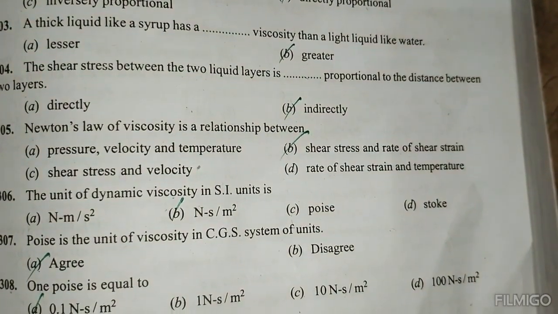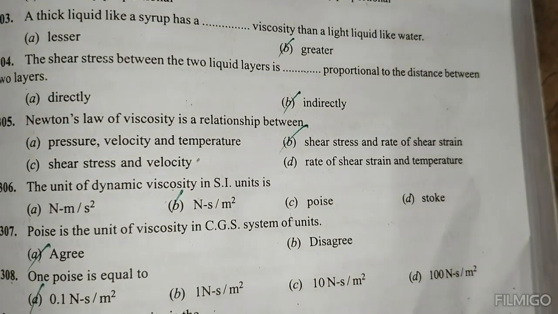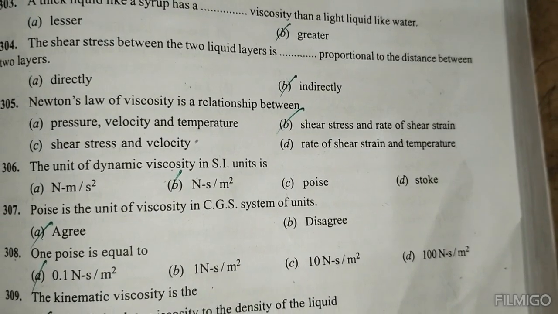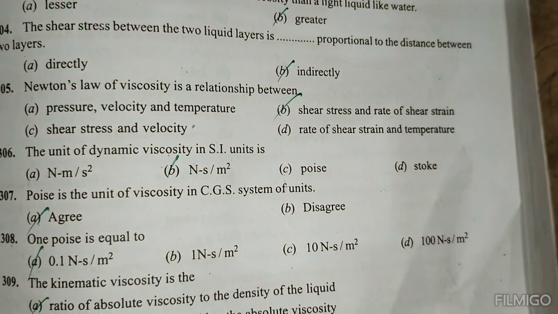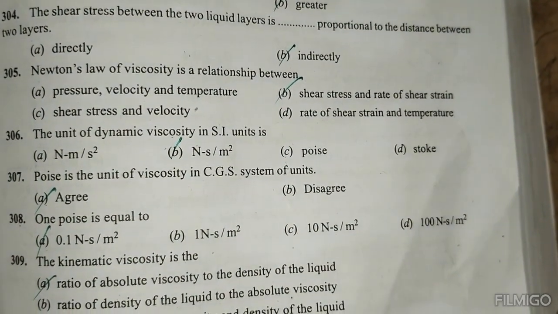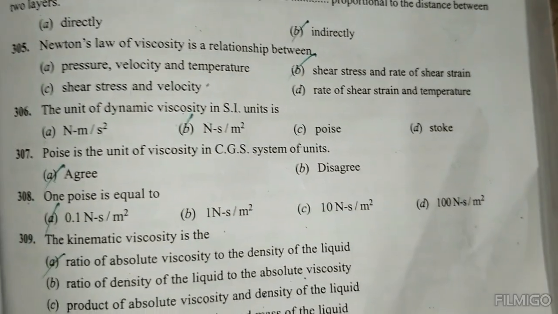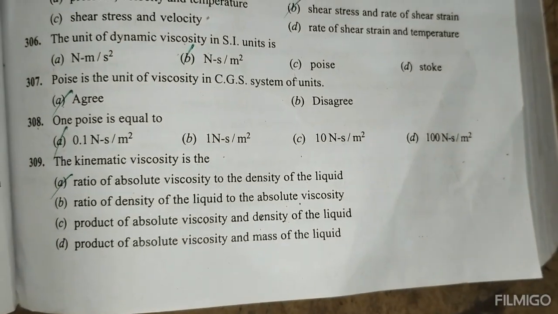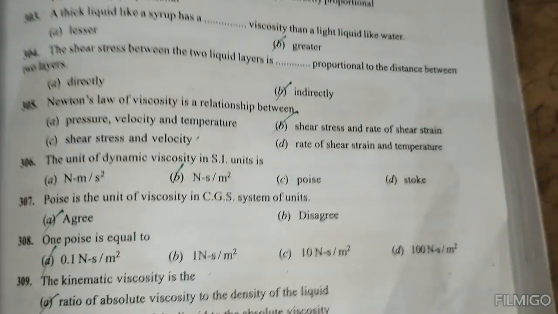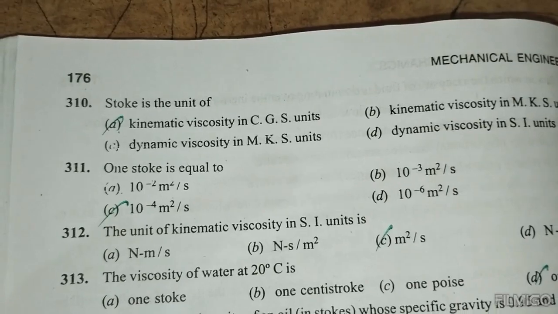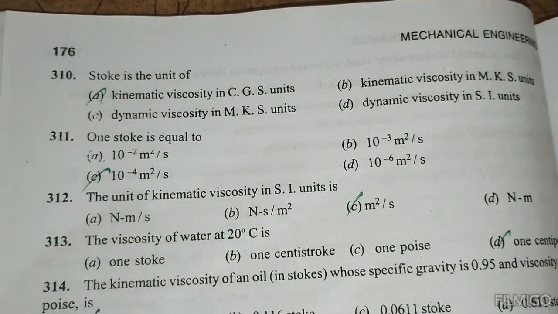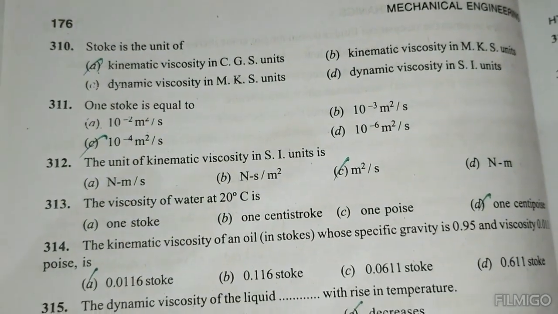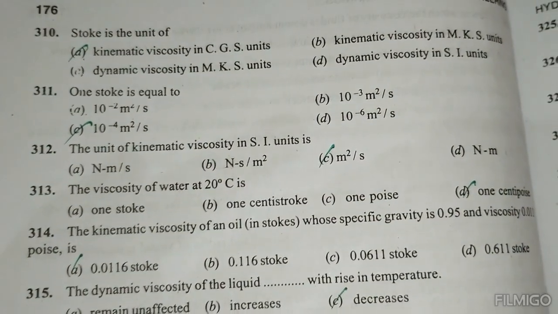The SI unit of dynamic viscosity is Newton second per meter square. The poise is the unit of viscosity in the CGS system of units. One poise is equal to 0.1 Newton second per meter square. The kinematic viscosity is the ratio of absolute viscosity to the density of the liquid. The stoke is the unit of kinematic viscosity in CGS units. One stoke is equal to 10 to the power of minus 4 meter square per second. The SI unit of kinematic viscosity is meter square per second.